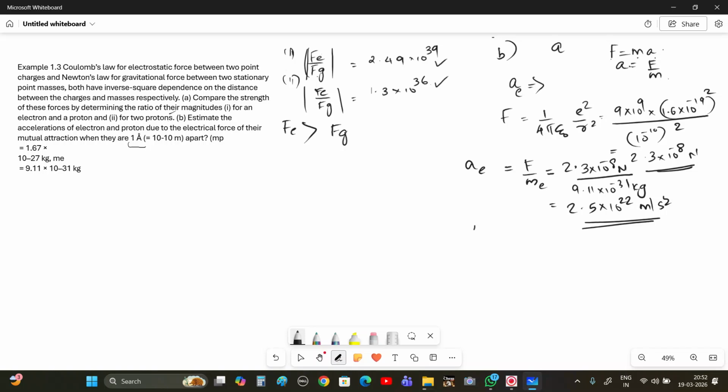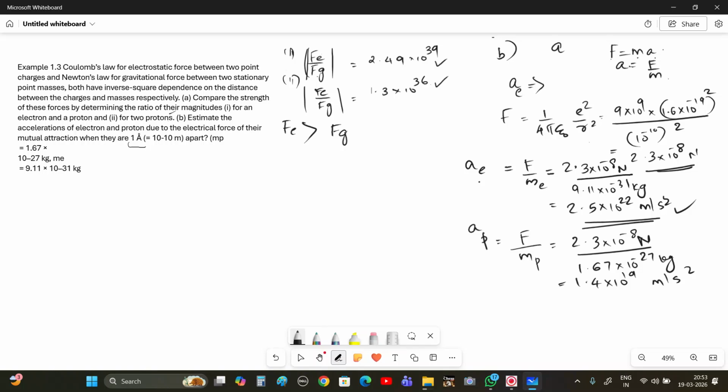Now again you can find the acceleration of the proton. For the acceleration of the proton, the force is the same, F divided by mp. F is 2.3 into 10 raised to minus 8 Newton, divided by the mass of the proton, which is 1.67 into 10 raised to minus 27 kilogram. On substituting, you will get 1.4 into 10 raised to 19 meter per second square. So you can see that the acceleration of the electron is more than that of the proton, and these accelerations are very far greater than the acceleration due to gravity.